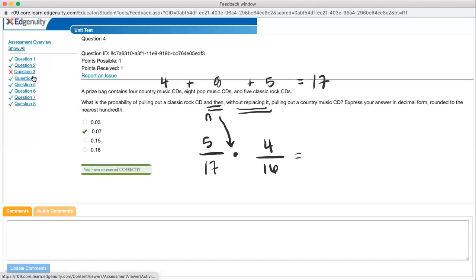Multiply straight across, or you can simplify. 5 times 4 is 20. 17 times 16, I don't know what that is. 17 times 16 is 272. And when I divide this, a lot of my students in 7th grade don't know, but it's 20 divided by 272. And you will get 0.0735, and so on, and it rounds. So here is rounding to the nearest hundredths. Cool.